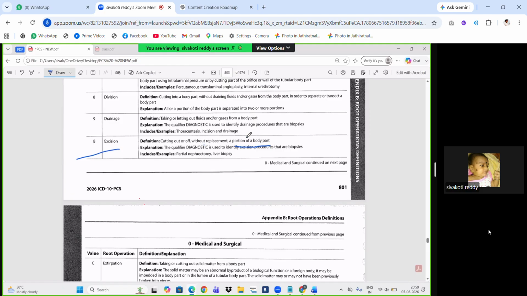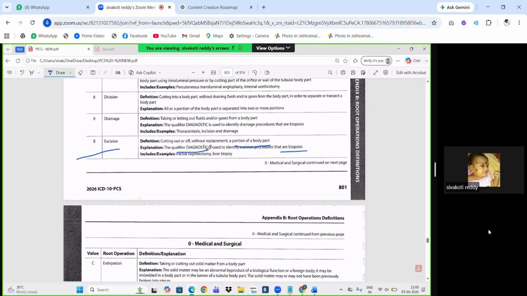Note down, if they perform any biopsy procedure, the qualifier should be diagnostic. If you see any biopsy procedure like kidney biopsy, lung biopsy, liver biopsy, in the 7th character, what do you need to take? Qualifier? Diagnostic. The qualifier should be diagnostic for all biopsy procedures. For the remaining procedures, the qualifier should be no qualifier.